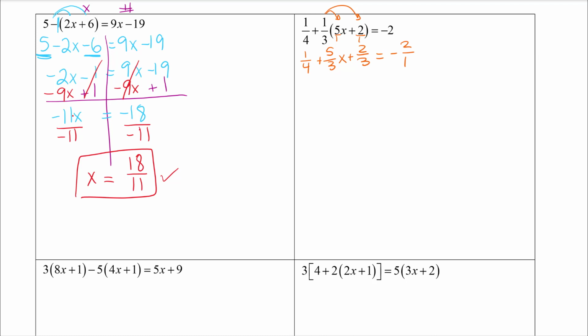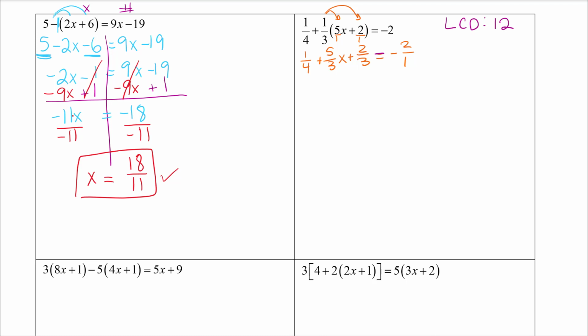Now, I know the 1/4 and the 2/3 can be combined, but I really don't want to have to deal with fractions, so I'm going to move on to step 2. I'm going to get rid of all of the fractions by multiplying by the LCD. The LCD between 4, 3, 3, and 1 is 12, because 12 can be divided by 4, 12 can be divided by 3, 12 can be divided by 3, and 12 can be divided by 1. So I have covered all of my denominators.